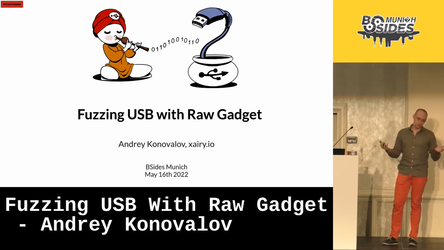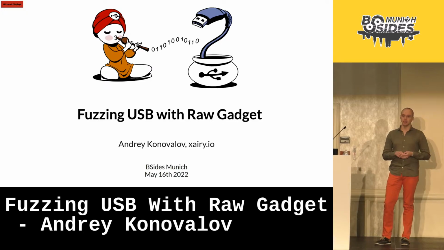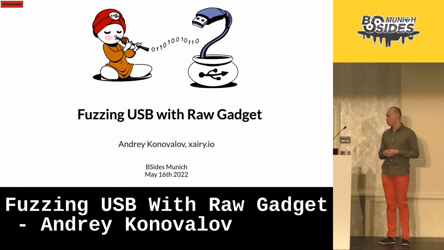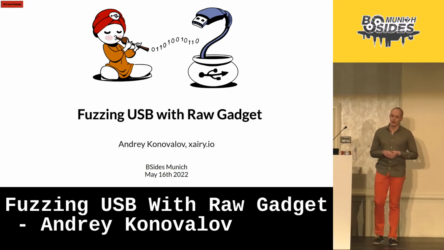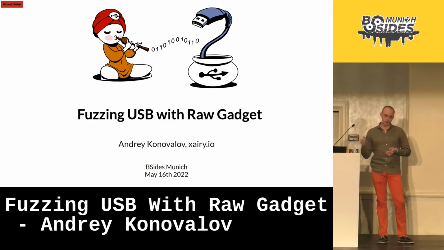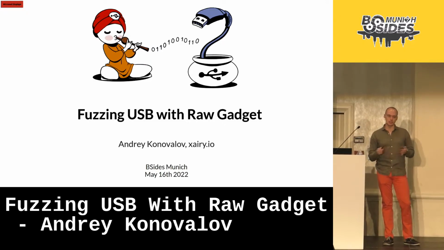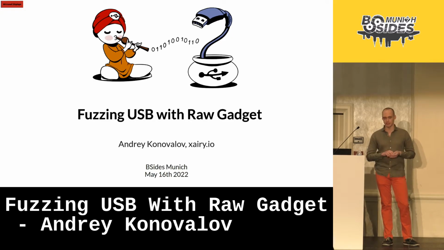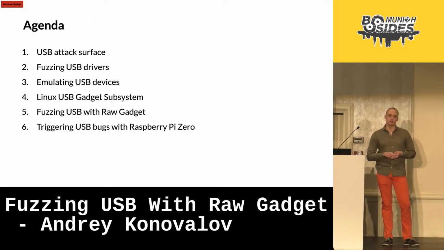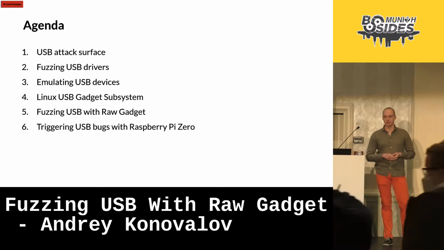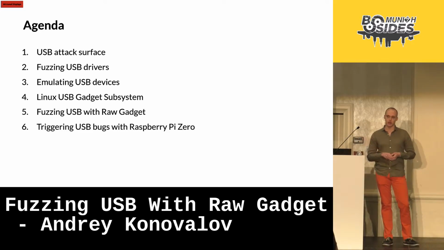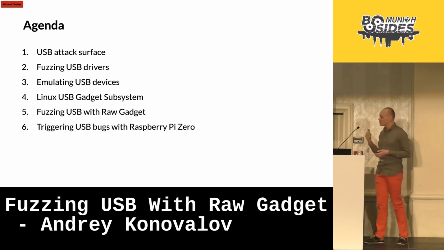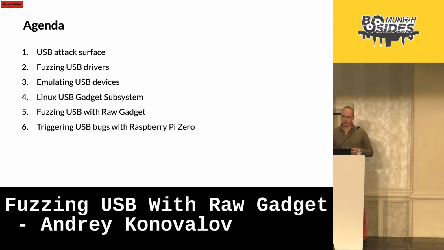So, hi, my name is Andrey, and I'm a security researcher, and I mainly work with the Linux and Android kernels. My talk is called Fuzzing USB with raw Gadget, and essentially this talk is about trying to find a particular type of vulnerabilities in the Android USB stack. So I'm going to start with briefly describing the USB attack surface, but the part that I'm going to focus on are the USB drivers.